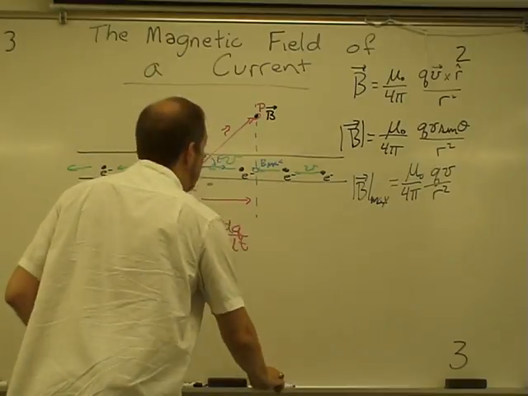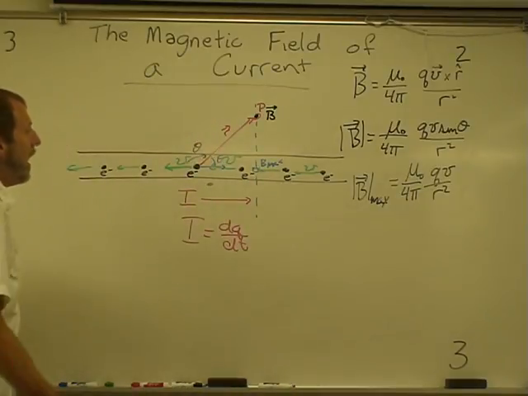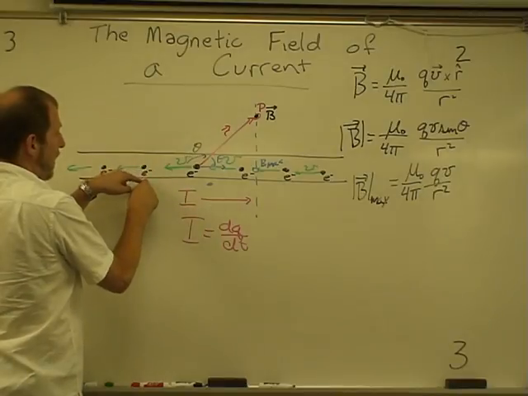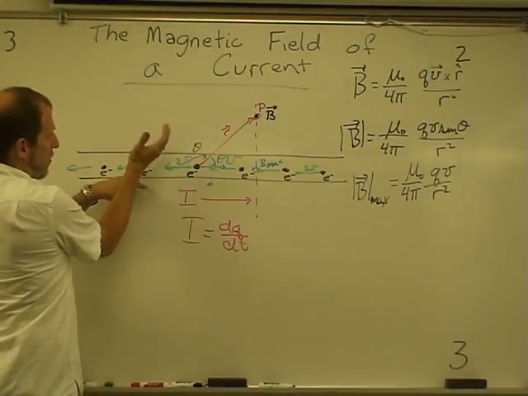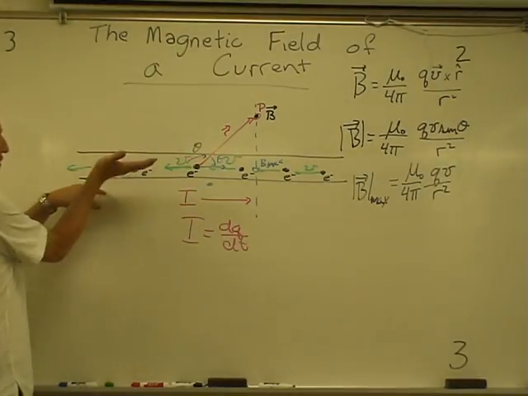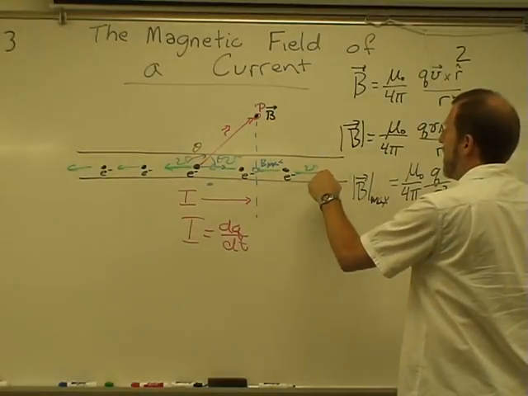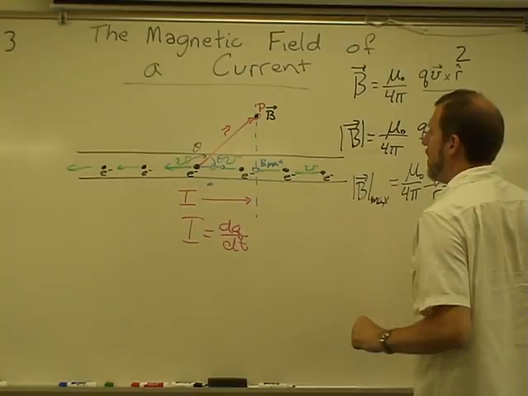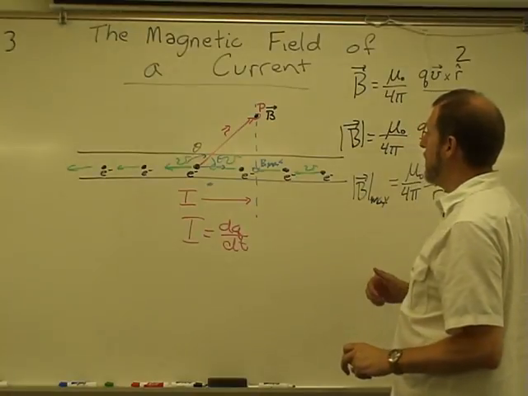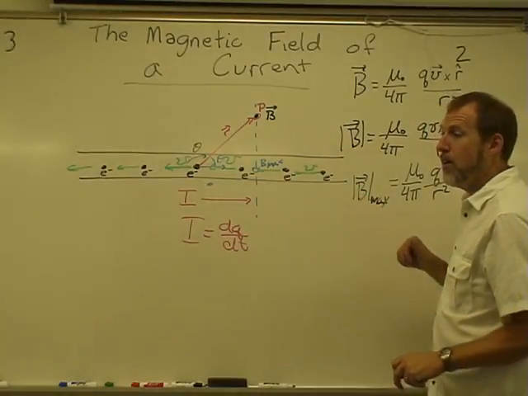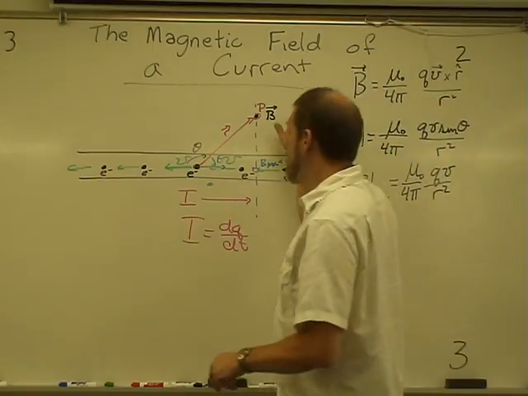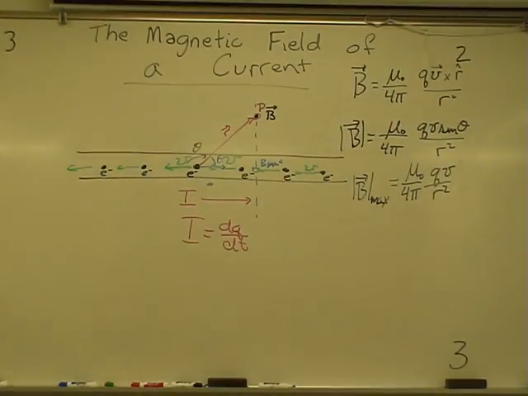I have a magnetic field coming out of the board. And, okay, if I look, what's the magnetic field of this electron? Out of the board. This electron, out of the board. This electron will also turn out to be out of the board. So, I've got the direction for my magnetic field right here.